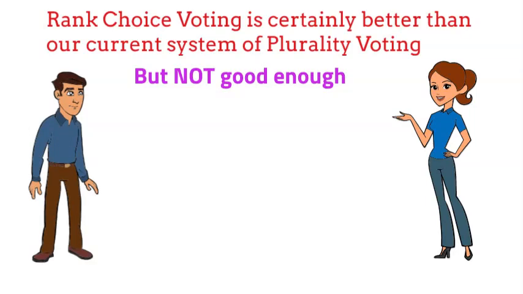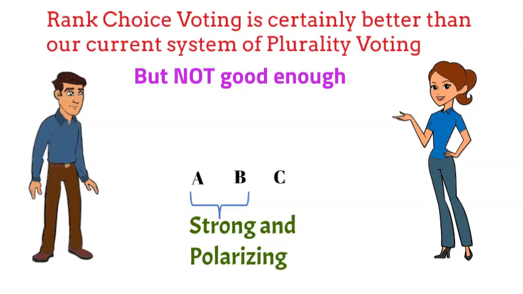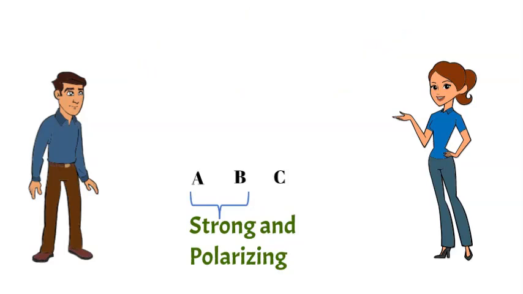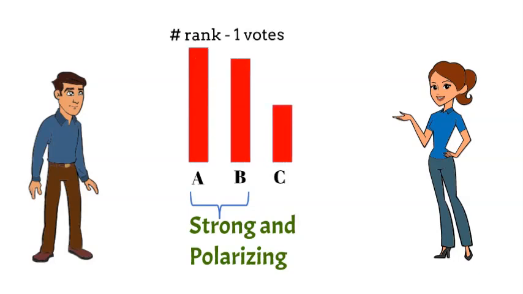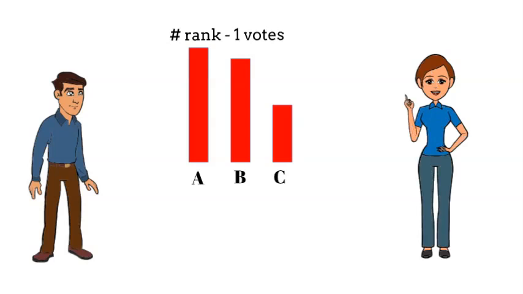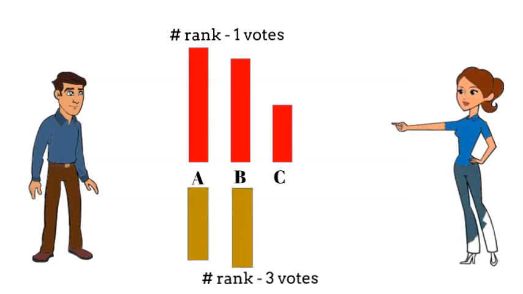Take a simple example with three candidates. A and B are strong and polarizing, meaning they have many supporters as well as many who hate them. In most cases, they will start out with more rank 1 votes than C, and the non-polarizing candidate C will get eliminated right away. Of course, A and B would also receive many rank 3 votes from their haters. But that does nothing at all to affect the initial standings of the polarizing candidates.